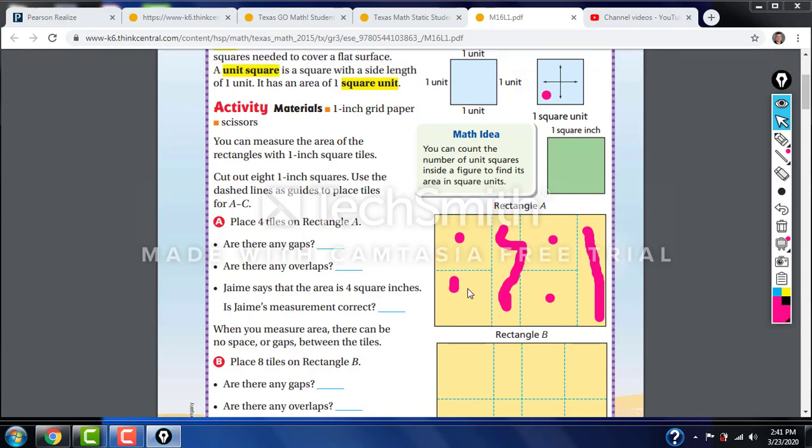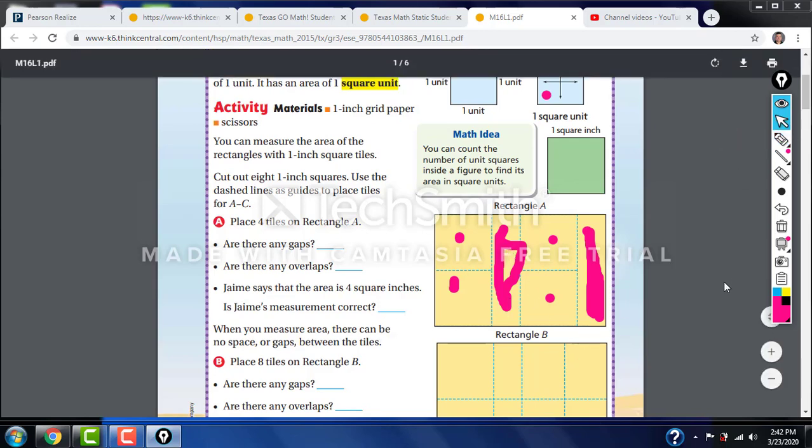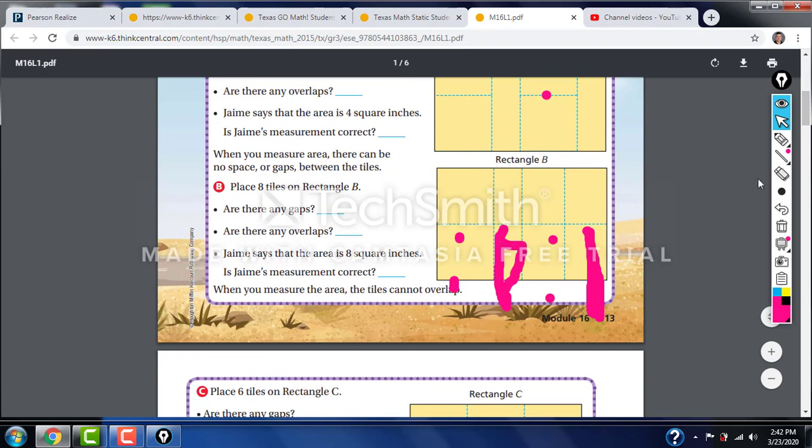Well, the answer is no, because this placement has gaps in it, and in order to measure the square area of a flat surface, there cannot be any gaps between the tiles that were placed in order to do the measurements. So the key here is that there are gaps. The answer here is no. Let's look at the next question. Let me erase that for you.